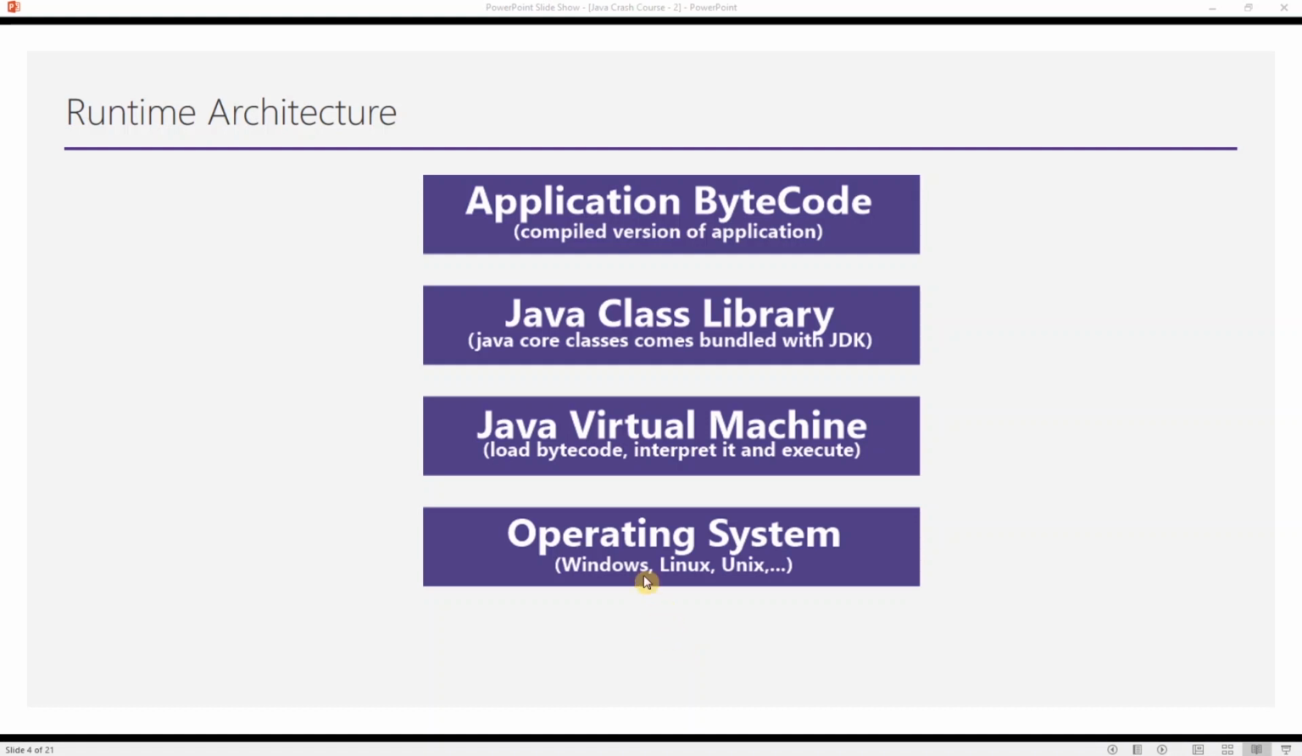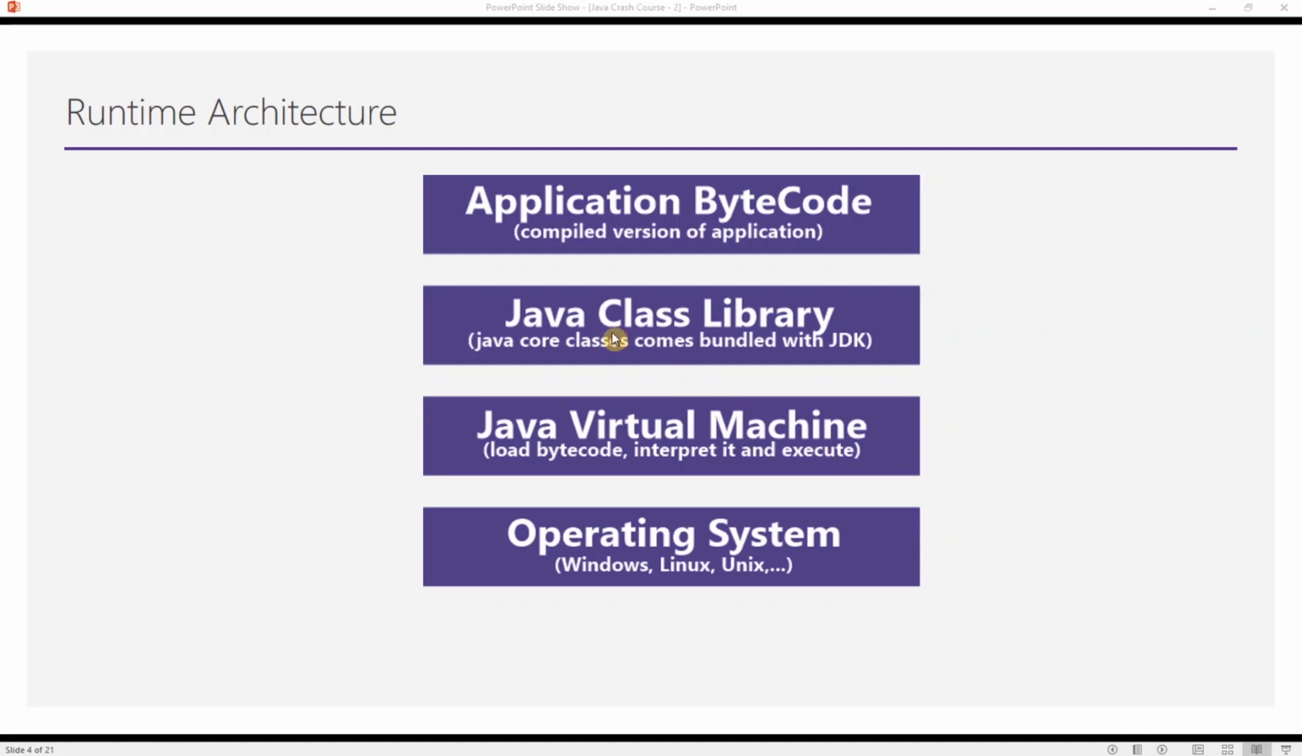Below in the software stack comes the operating system. Java runs on a variety of operating systems, including Windows, Linux, Unix, and others for which there is a usable Java virtual machine. Right above it is the Java virtual machine that, among other things, is responsible to load the bytecode, interpret it, and execute the application.